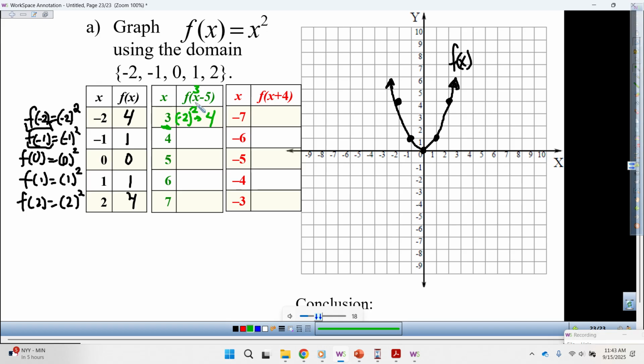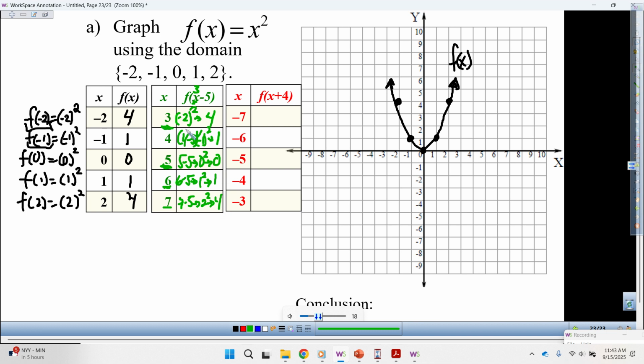Let's do the next one. The next one is what? 4 minus 5. What is 4 minus 5? -1. What is -1 squared? 1. What is the next x? The next x is 5. What is 5 minus 5? 0. What is 0 squared? 0. Next one, 6. What is 6 minus 5? 6 minus 5 is 1 squared. What is 1 squared? 1. And last one, 7 minus 5. 7 minus 5 is 2. What is 2 squared? 4.